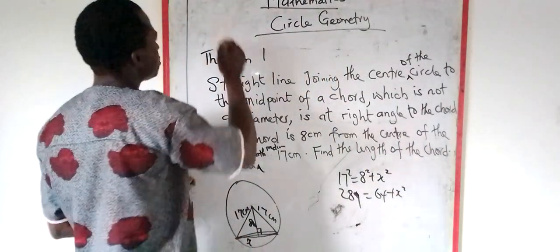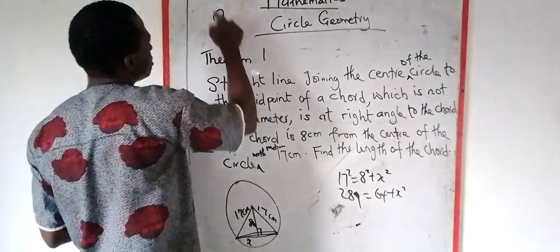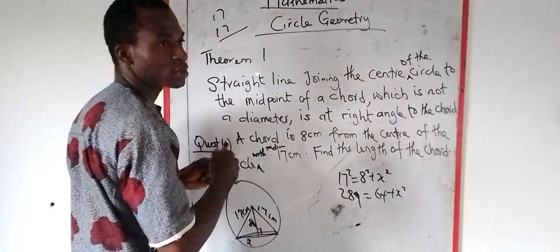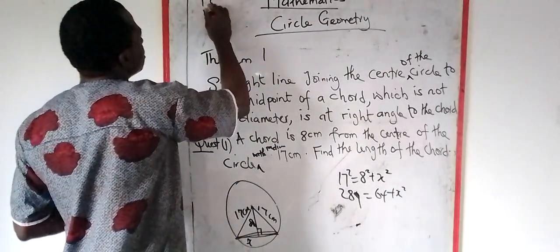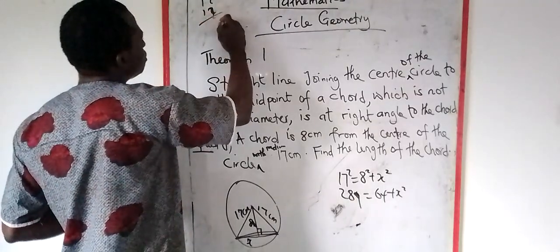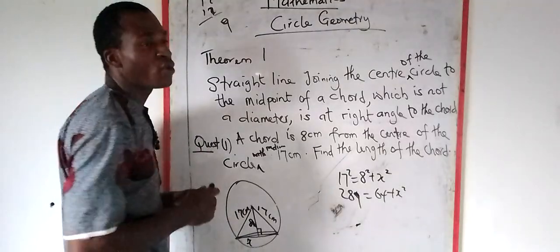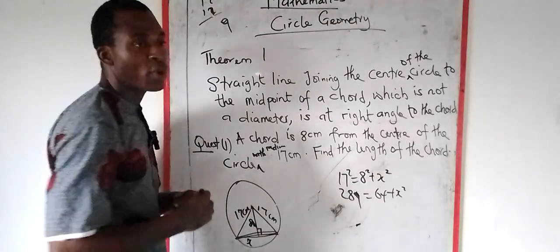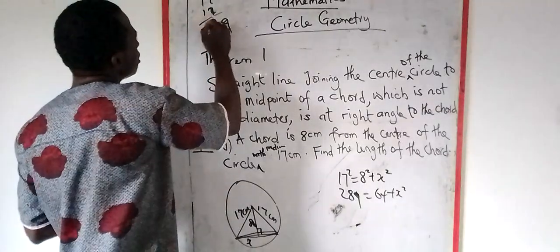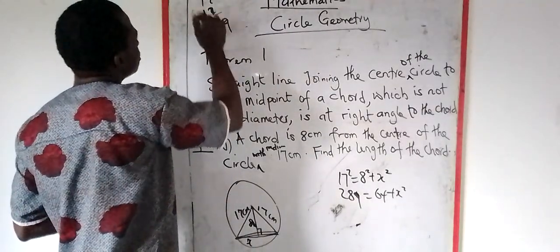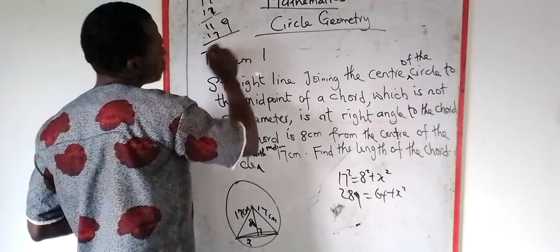Now, 17 times 17, let's check it. 7 times 7 is 49, put down 9, carry 4. 7 times 1 is 7 plus 4 is 11. Then 1 times 1 is 1. It's 289, correct now.